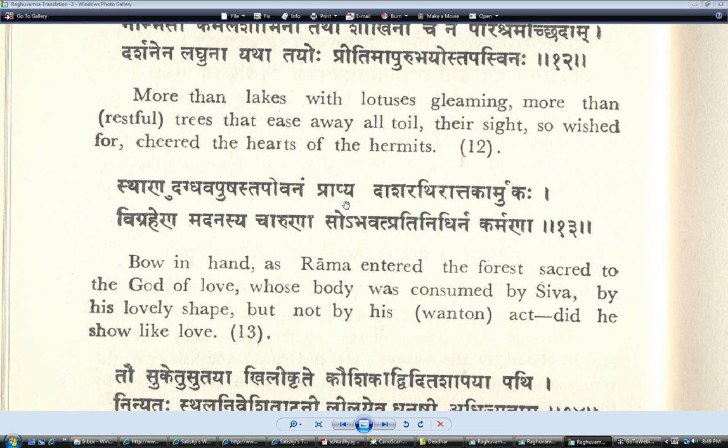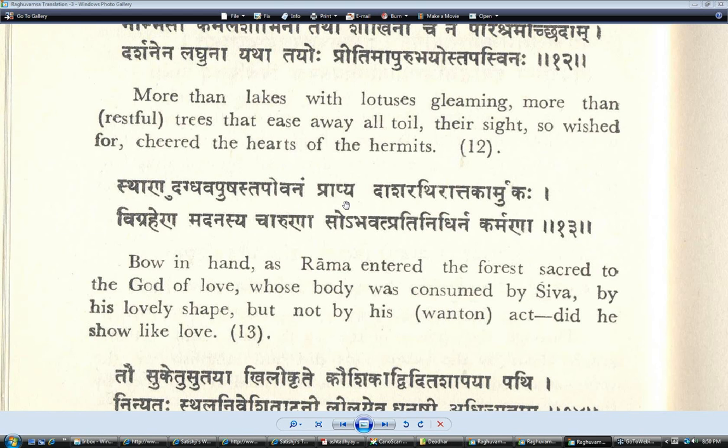But not by his wanton act. Not by his act. Which one is that? But not by his wanting. Na karmana. Na, because it is ninditena karmana. Because Kamadeva is all mischief, so he is not like that, so na karmana.